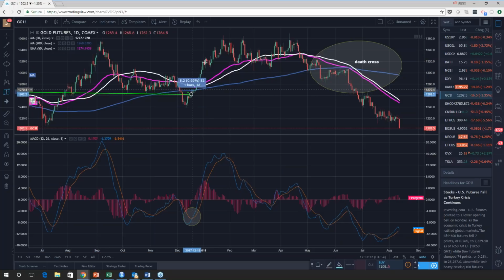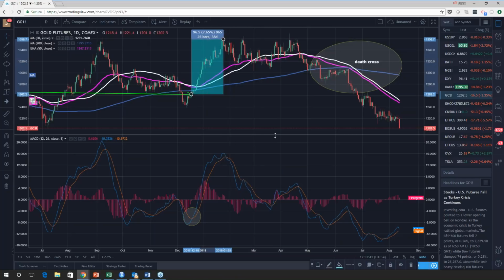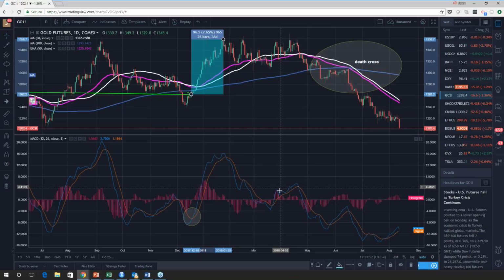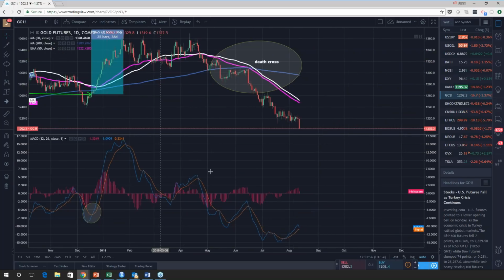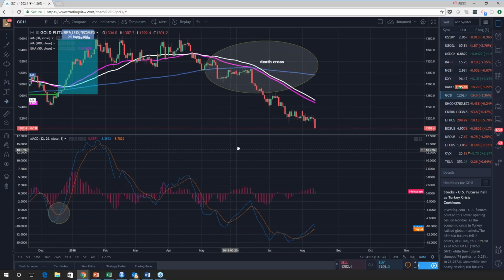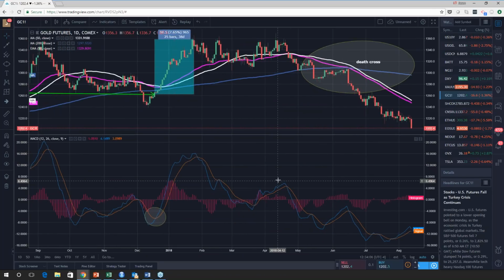So from right here, where we saw the crossover, we got a nice 7.5% move, which in the world of gold, 7.5% in 38 days is actually pretty significant. So that's nice. Now, on the way down, what you're looking for is for your signal line to cross back under the MACD line, which would be the opposite of what we just had.